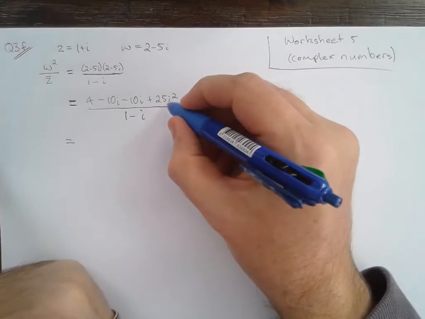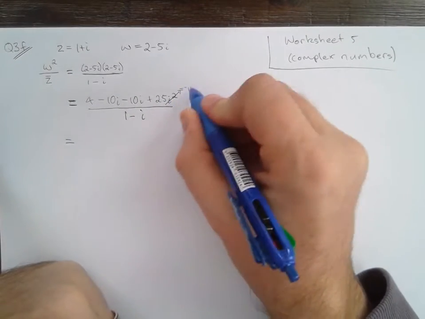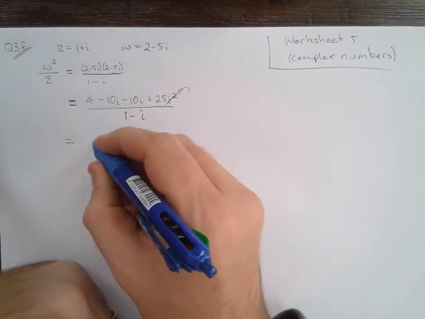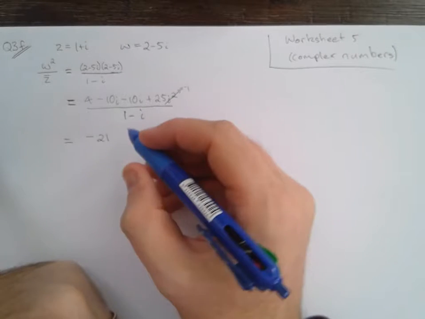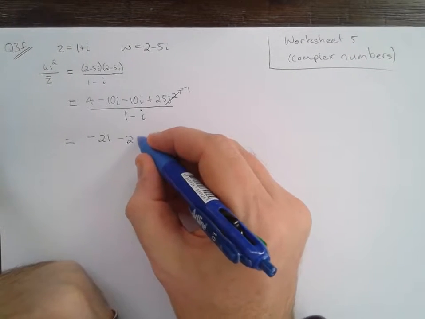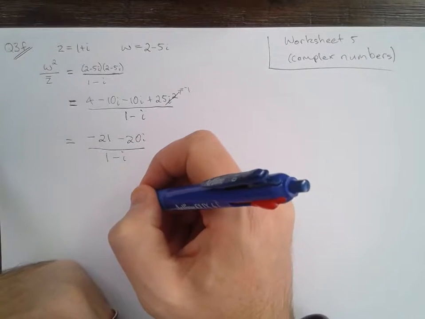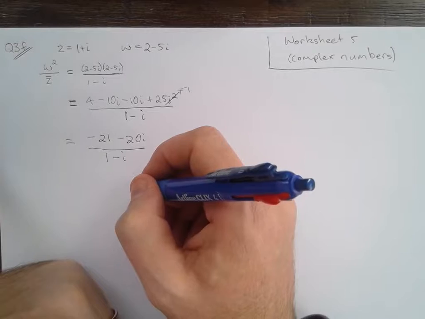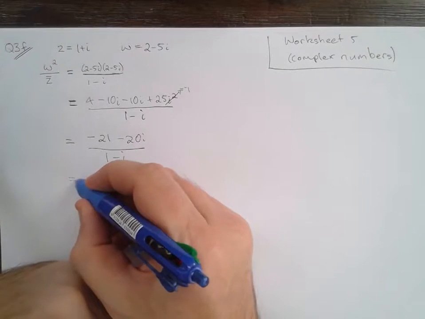So we'll clean up the top. Remember, i squared is equal to minus 1. So we're going to have minus 25 there. 4 minus 25 is minus 21. Minus 10i and minus 10i, that should give us minus 20i, all divided by 1 minus i. Now we can go to the part where we actually do the division by multiplying by conjugate over conjugate.